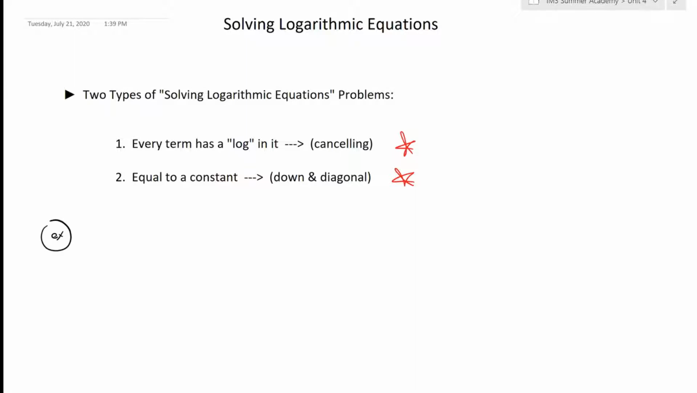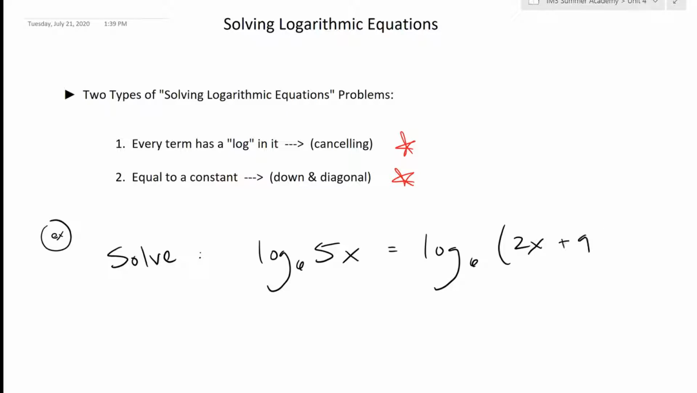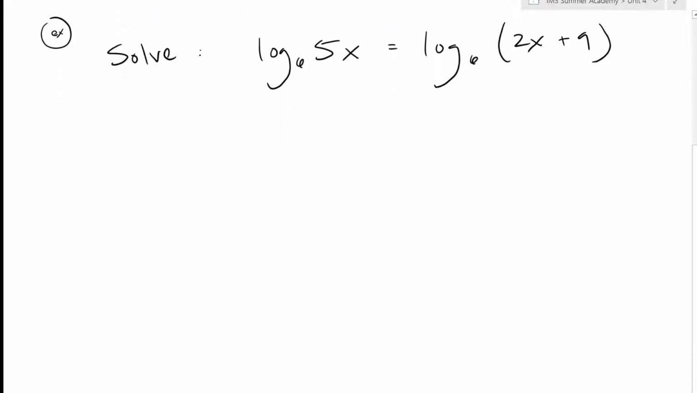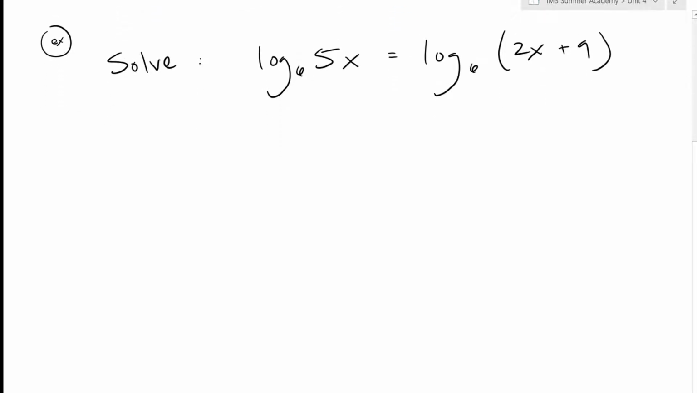So let's just apply some of these simple rules to our first problem. It's going to say solve, and that means solve for x, get x by itself. Log base 6 of 5x equals log base 6 of 2x plus 9. Now this one's a much more simplified problem than ones we're going to see, but in this case, if we look at it, we've got one term on the left, one term on the right. Both have a log base 6. They have the same log. So if there's one log on the left and one on the right, we can cancel out these logs and bring everything else down.